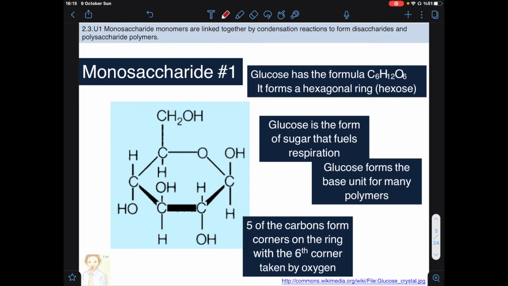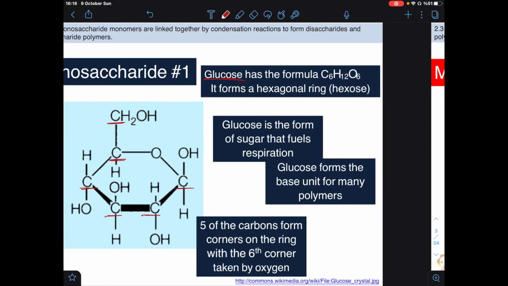The first one is glucose. Glucose is the form of sugar that fuels respiration, and it's the base unit for many of these polysaccharides. So glucose is a hexose sugar, meaning that it has 6 carbons in its structure. You can see 5 of them in the ring and 1 on the outer part of the ring.